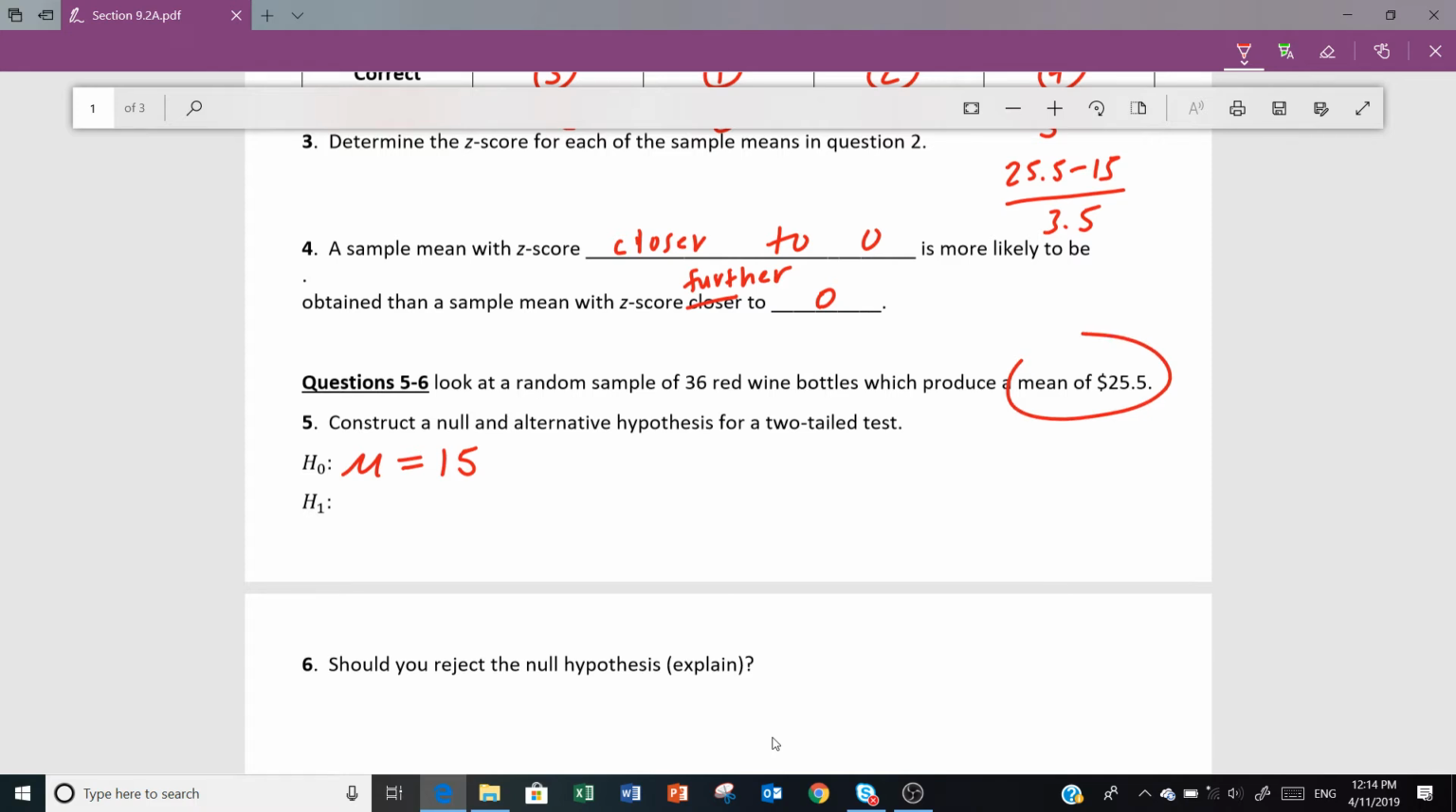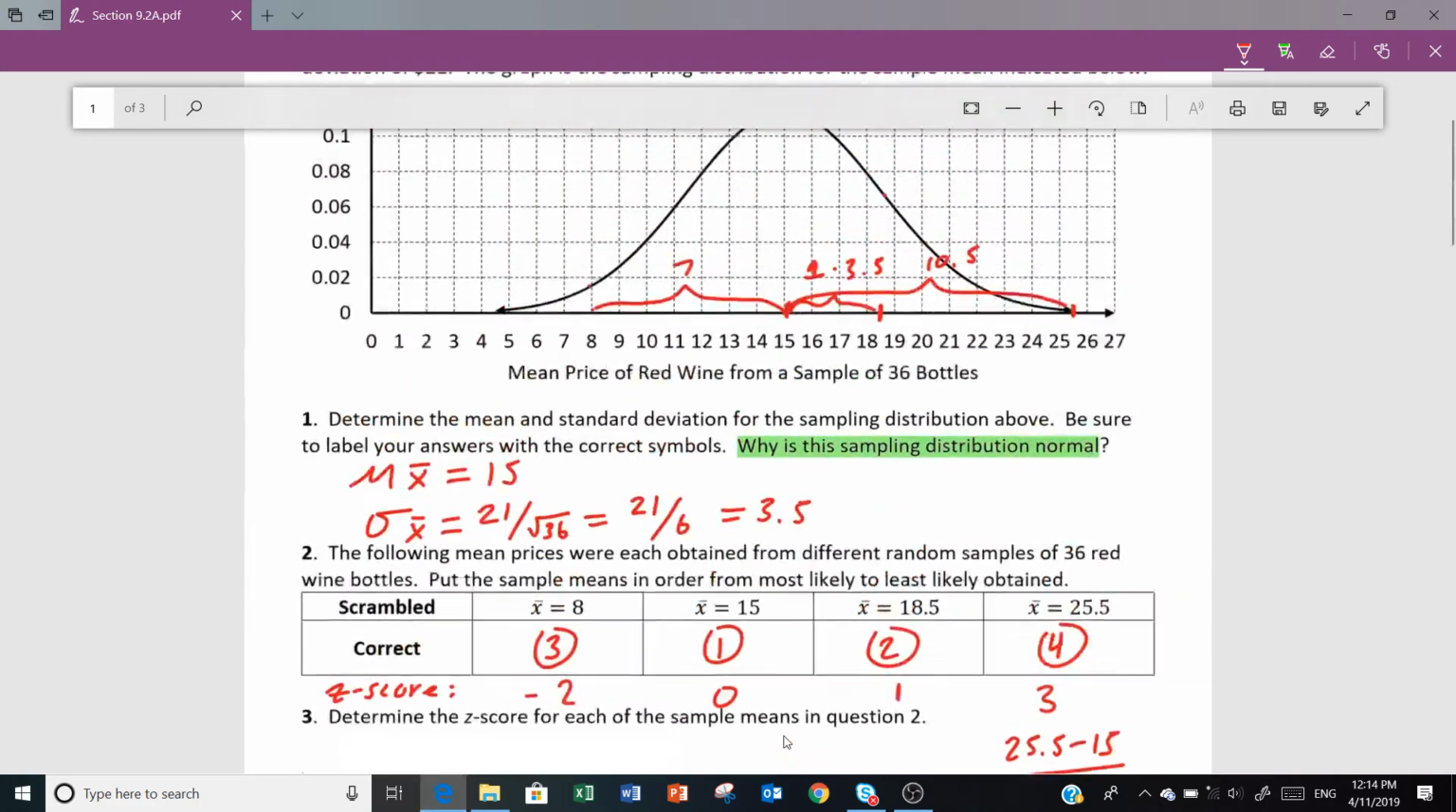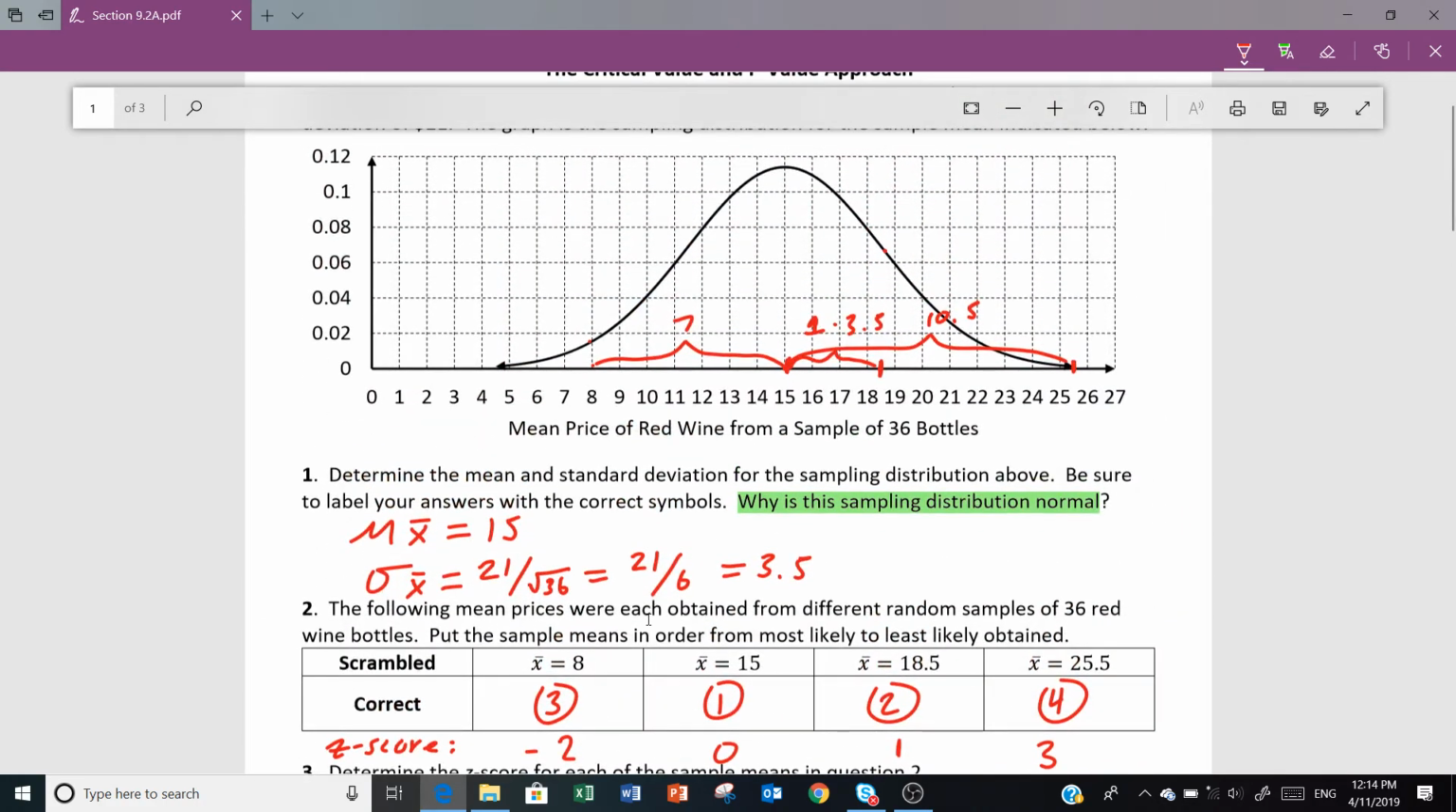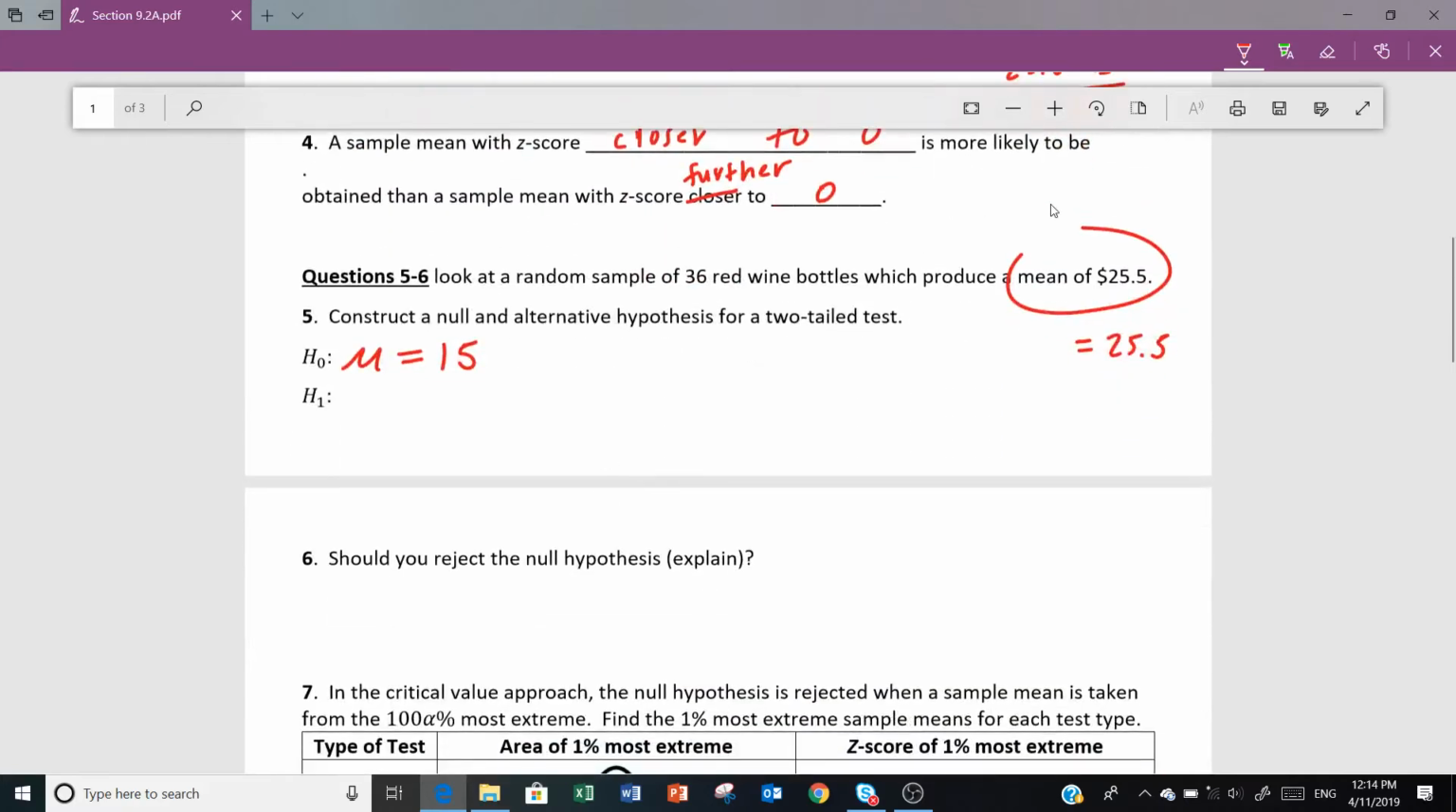What symbol do I want to use for 25.5? What symbol goes here? So mu is 15. Mu of x bar is also 15. This is a sample mean. What's the symbol for sample mean? That's sample proportion. Yes, the 25.5 is a sample mean. Come on, guys, you know it. It's just x bar. Okay, it's two-tailed, so the alternative is that the mean is not $15.